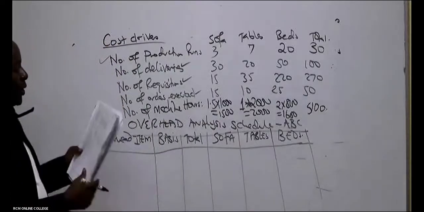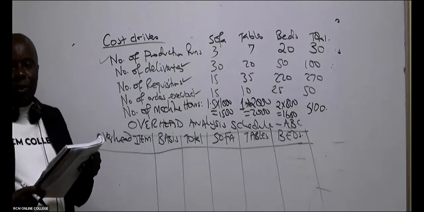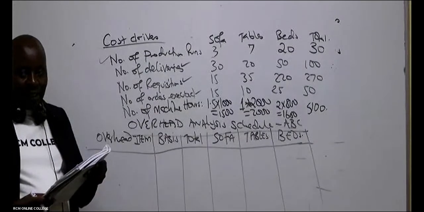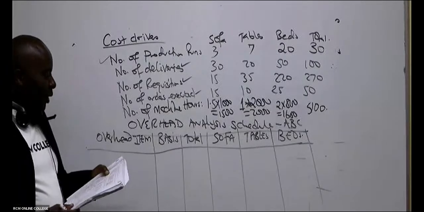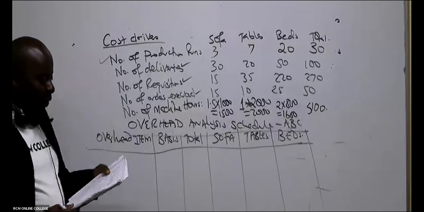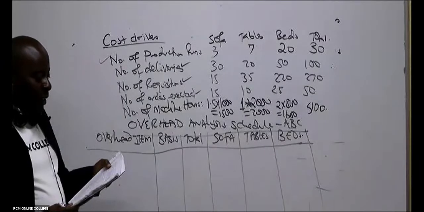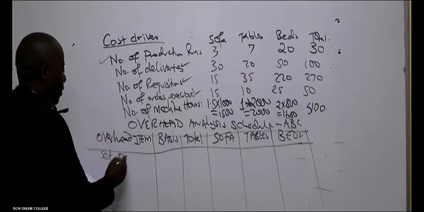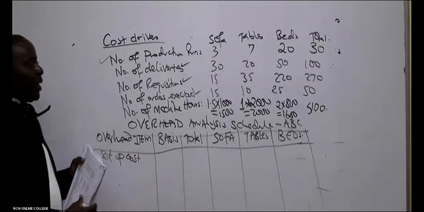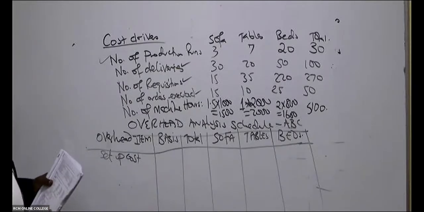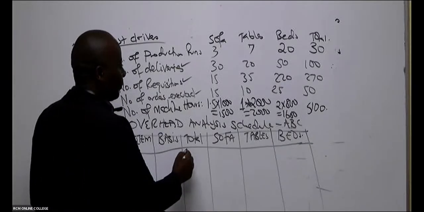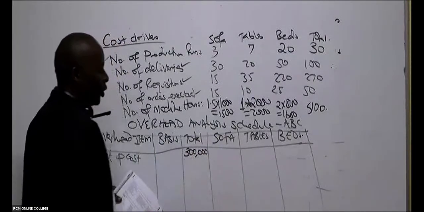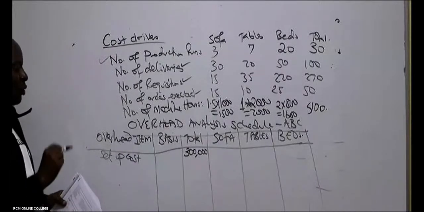So we start with the first overhead item. Is there anybody who is able to see the first overhead item? The first overhead item is known as what here? Setup costs. So the setup cost, ladies and gentlemen, you can see the total is how much here? 300,000, isn't it? What is the basis of apportioning this?